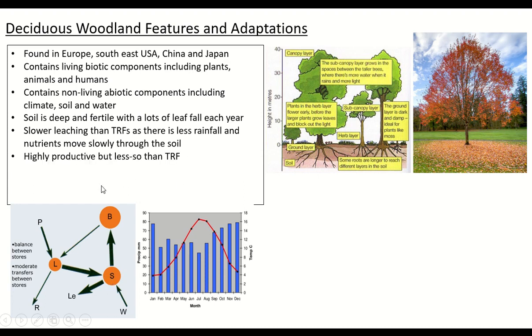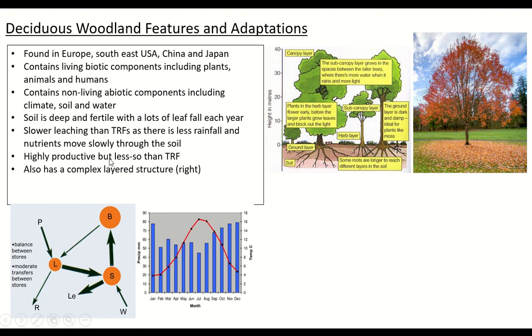They're very productive, not quite as productive as rainforests, but most of the nutrients are still stored in the living biomass material. The reason they're less productive than rainforest is because they have a winter season, and it's harder to grow in the winter because there's less light and the soil can often be frozen.